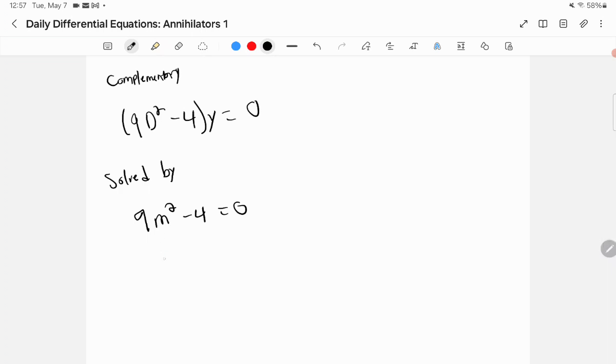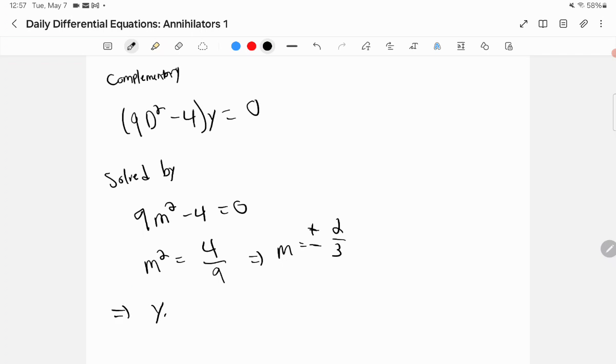we can see pretty easily that this becomes m squared equal to 4/9, which means that m is equal to plus or minus 2/3 if I take the square root of both sides here. So it's equal to plus or minus 2/3, which means that my complementary solution looks like c1 e to the 2/3 x plus c2 e to the minus 2/3 x.